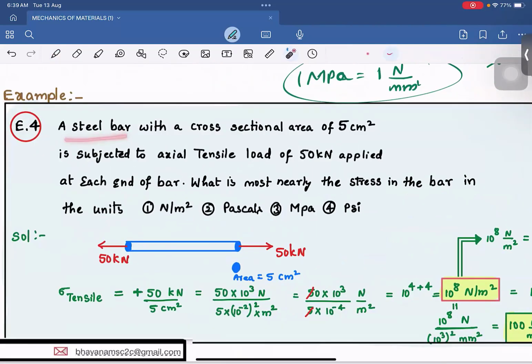A steel bar with a cross sectional area of 5 square centimeter is subjected to an axial tensile load of 50 kilonewtons. Cross sectional area means the cross direction. Its axis is this. They said axial, that means the load acts along this direction, and tensile means it will elongate, with 50 kilonewtons applied at each end of the bar. What is most nearly the stress in the bar in SI units, in pascals, in MPa, and in USCS units, pounds per square inch?